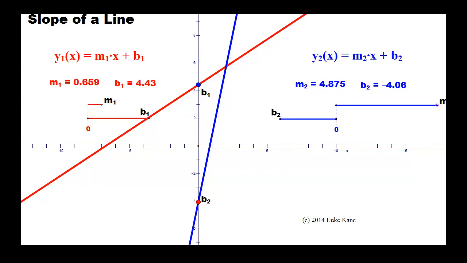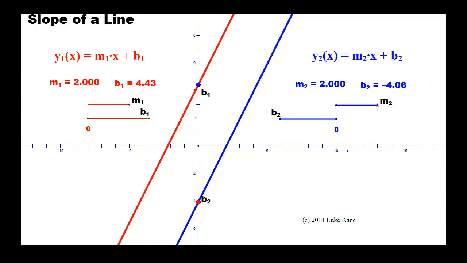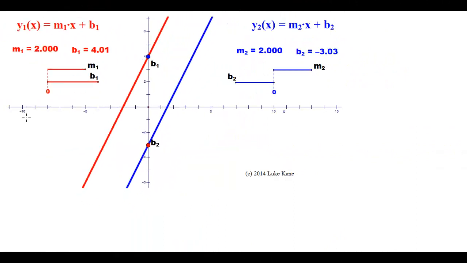Now let's see what happens when I set the slope to the same number. I set that one to 2, and I set that one to 2. Looks like they're parallel. All right. Let's prove to you that lines that have the same slope must be parallel. We'll use this case here.